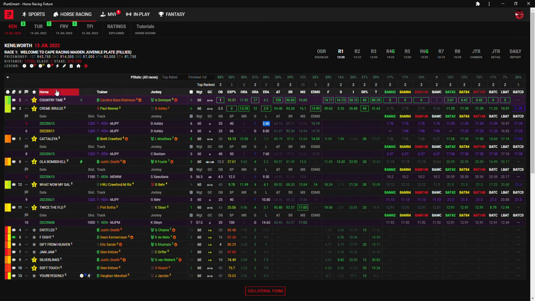Now essentially what that would mean for us is that the chance of a first timer winning is a little bit more, because the average class of this field is 2.67 lengths worse than the average of the 1200 Class E that we've seen at Kenilworth. And in that way it actually then throws up, okay, so let's look at the first timers. So in this case we don't have many. We have Entitled here, we have F8, we have Gift for Heaven, we have Jam Jam, Silver Links.